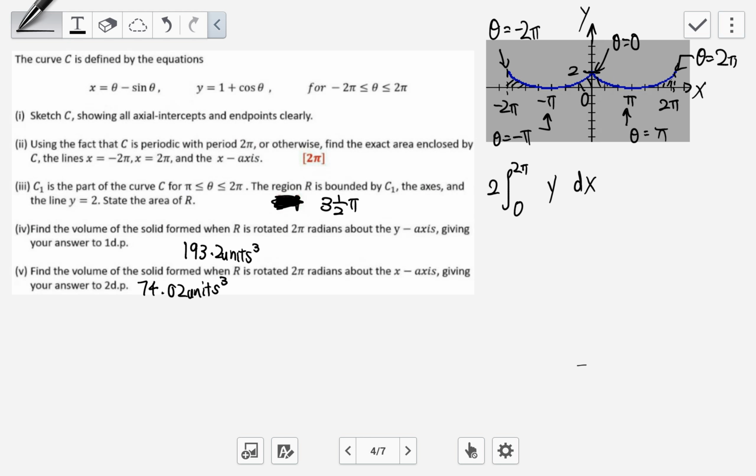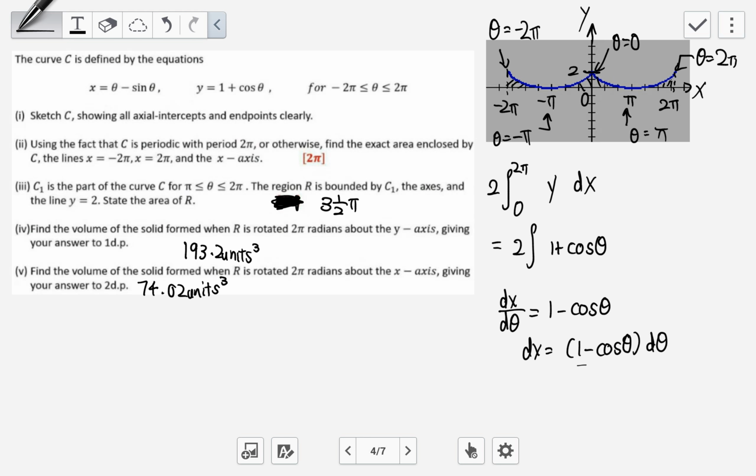So then after that, this is the part, right? My y I change to 1 plus cosine theta. Okay, and then I need to integrate with respect to theta, right? So how do I get dx? I get dx in terms of theta from here by differentiating the parametric equation of x. I get dx d theta equals 1 minus cosine theta. And so dx equals (1 minus cosine theta) d theta, right?